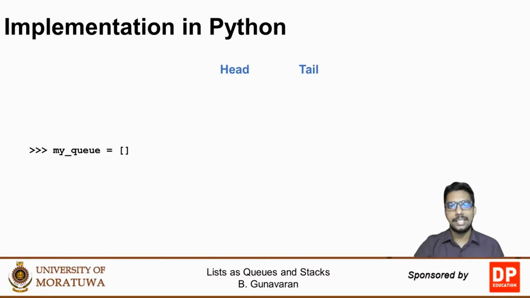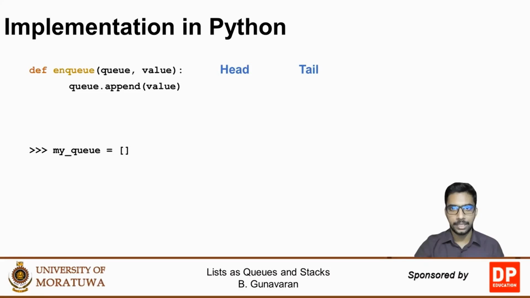First, we create an empty list which is going to be our queue. I have named my list myQueue. Then, we implement the enqueue and dequeue functions. The enqueue function should append the given value to the tail of the queue. In our implementation here, the enqueue function takes the queue and the new value to be inserted as input parameters. The append method, which is available for list data structure, is used to insert the value at the tail of the queue.